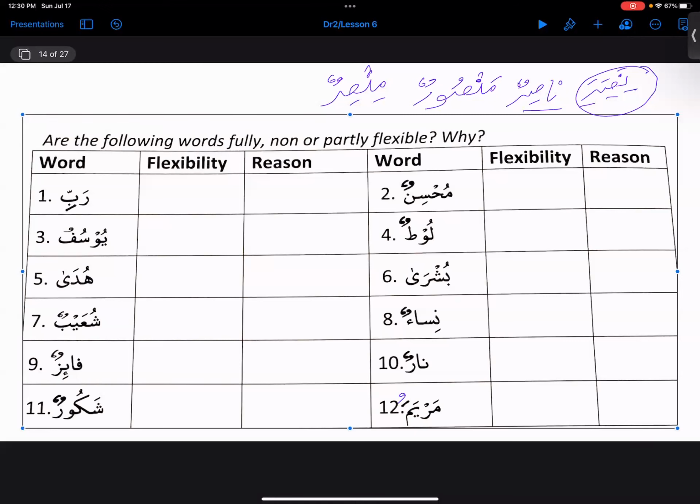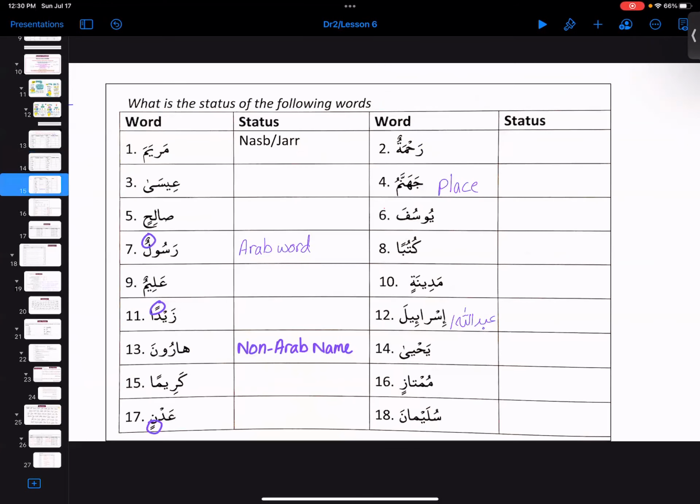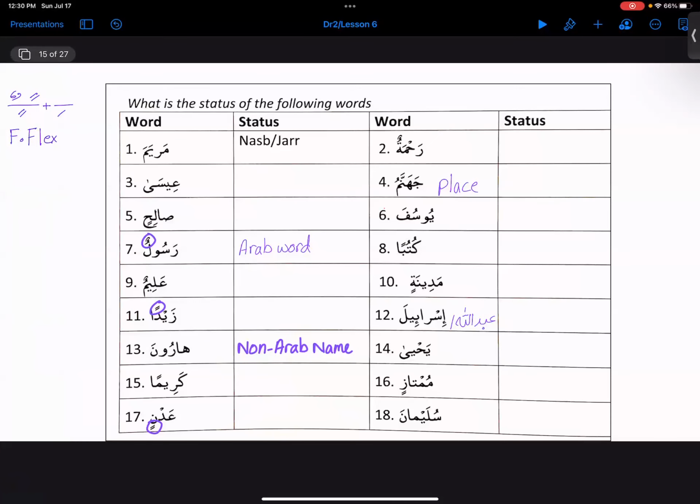Okay, I see that. I have a question. When you say non-Arab words, and these are all names of prophets, how are they non-Arab? That's a good question. Because not everyone was Arab.